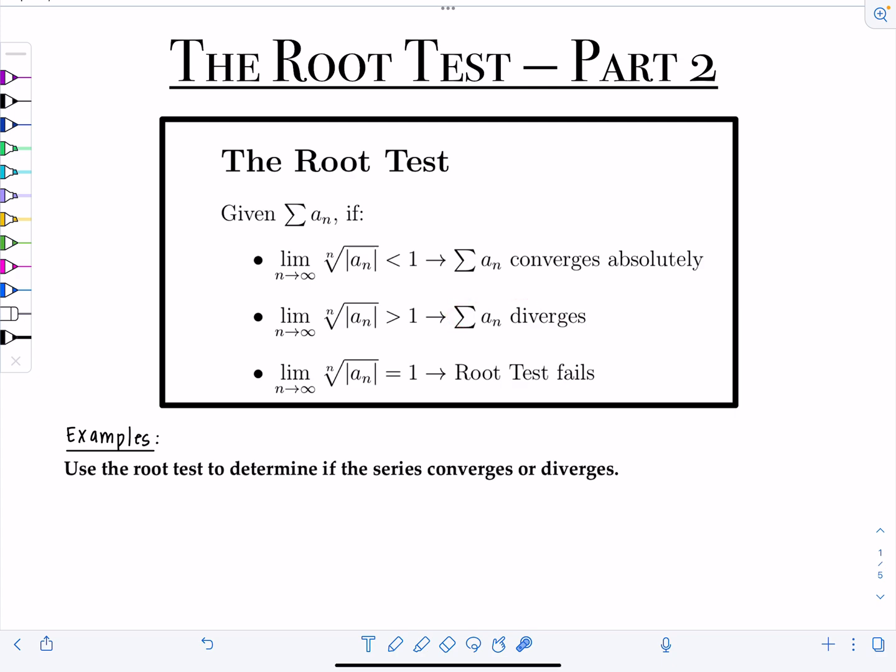And last case is if the limit as n approaches infinity of the nth root of the absolute value of an is 1, then the root test fails. What does that tell us? That you chose the wrong time to use the root test. So sorry, pick another test. So it's inconclusive. It gives you no information. The series could converge or diverge. It just wasn't the time for the root test, okay?